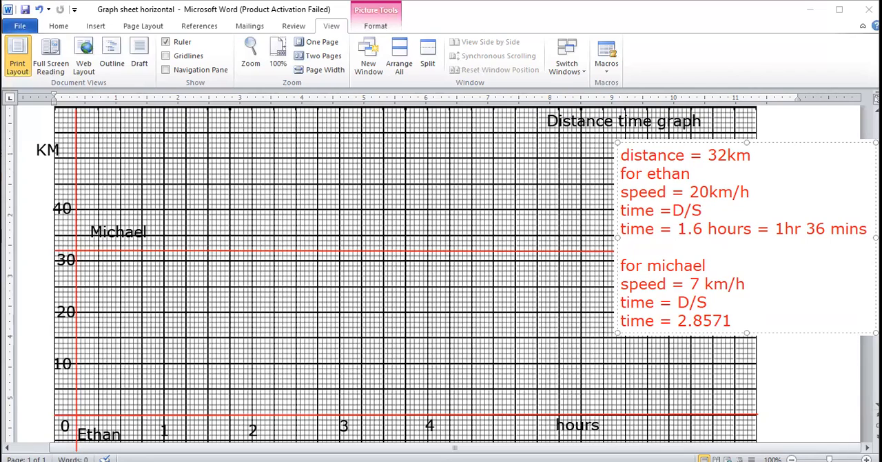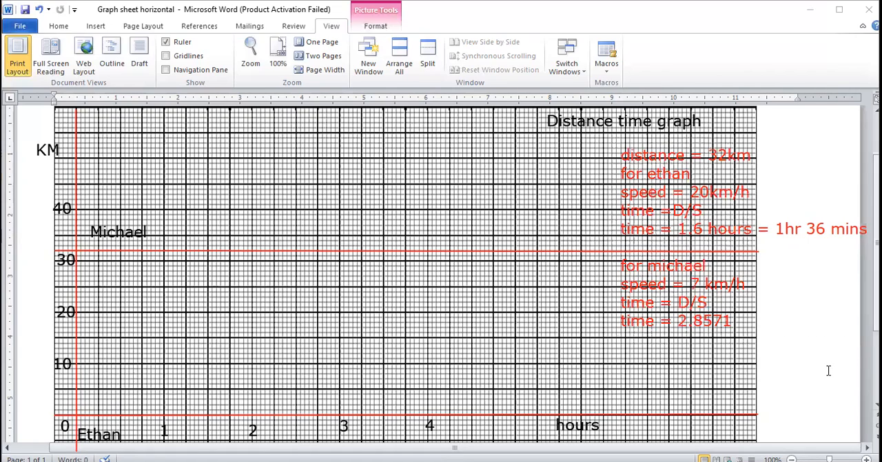2.8571. And when I convert it into minutes, it is going to be a little bit haphazard. So what I'm trying to do over here, I'm not going to follow the thing which I have shown over here. I'm trying a new thing over here.